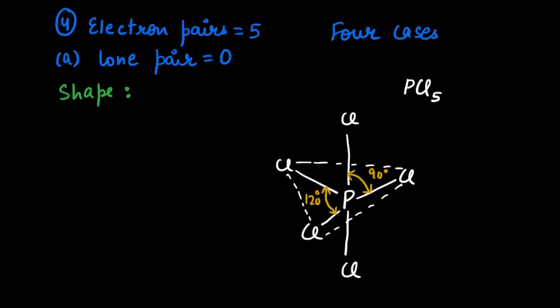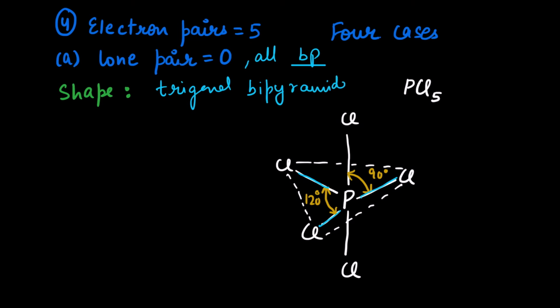Let's look at the structure with 5 electron pairs. The first case is where all are bond pairs. The shape it acquires is trigonal bipyramidal, where 3 atoms will acquire the equatorial plane and the other two will acquire the axial positions. So these are axial bonds and these are equatorial bonds. This is the shape which is acquired having minimum repulsion. The angle between the equatorial bond pairs is 120 degrees and the angle between the axial and the equatorial is 90 degrees. This is the case for PCl5, phosphorus pentachloride.